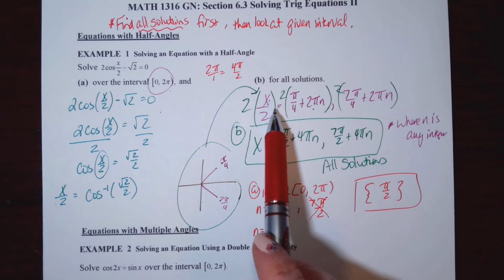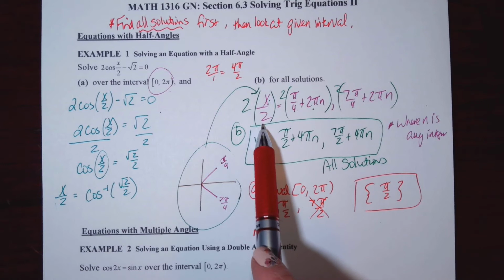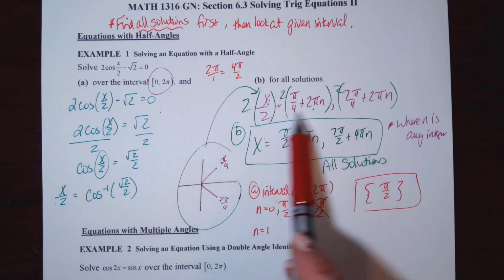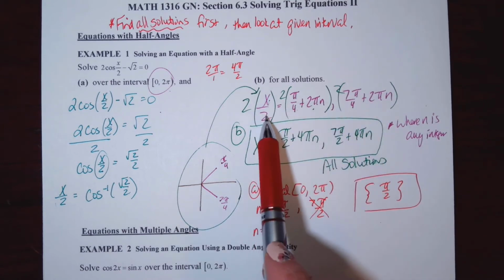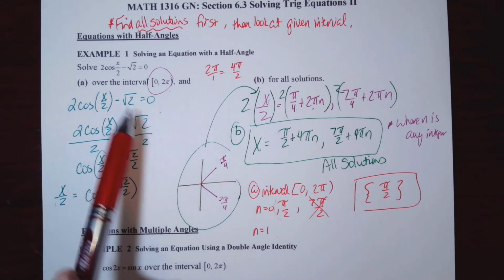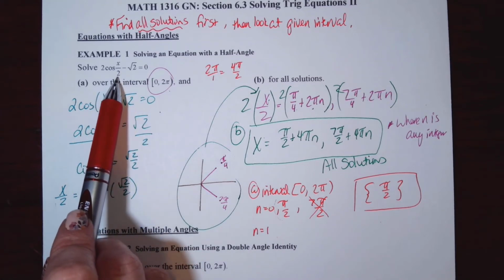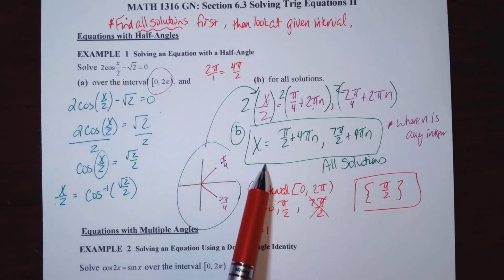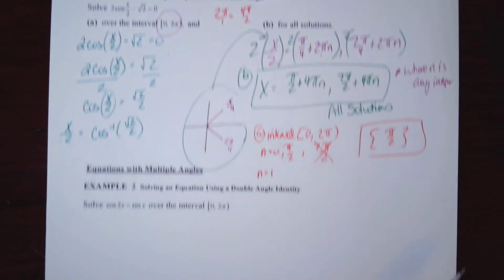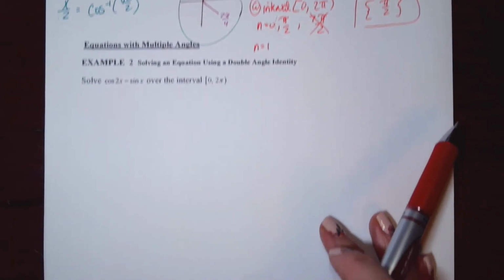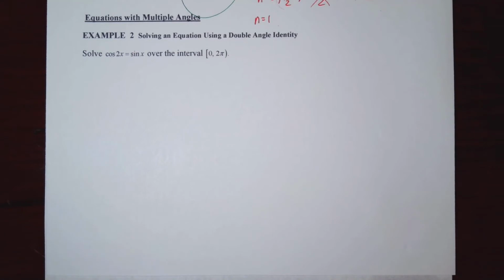Notice that we started with a solution for x half. That was where I started my all solution statement, but then I have to finish solving for x. So you have to take into account what your given argument is, and then make sure you go all the way to solve for that variable. Okay, let's look at number 2.